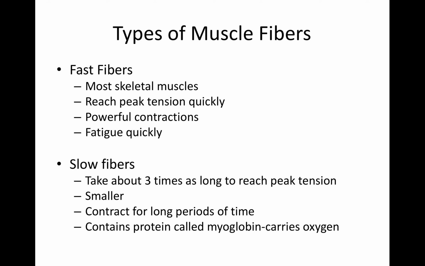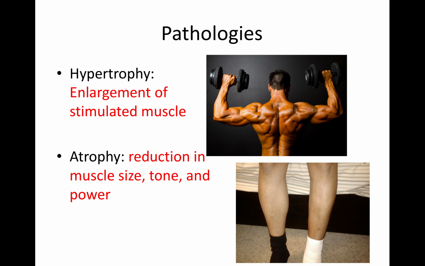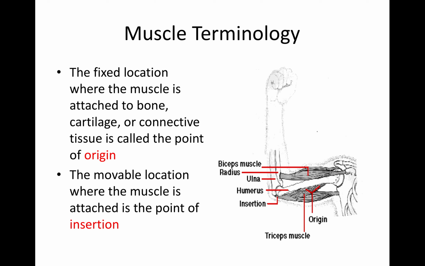We looked at the two different types of muscle fibers you have. You have fast fibers, which are most of your skeletal muscles. They're going to reach their peak tension really quickly. They have powerful contractions, but they get tired really easily. You also have slow fibers, which take a little longer to contract. They're smaller, and they contract for very long periods of time. We looked at two pathologies you can have with your muscles: hypertrophy, where your muscles become very enlarged, and atrophy, where there's a reduction in size.